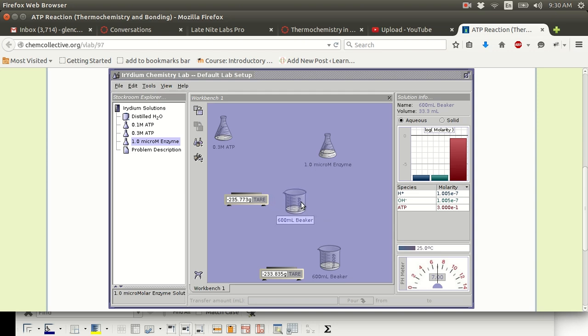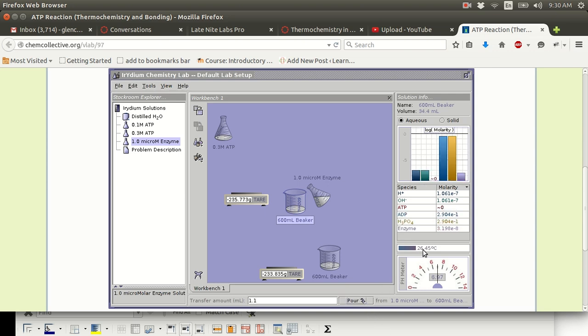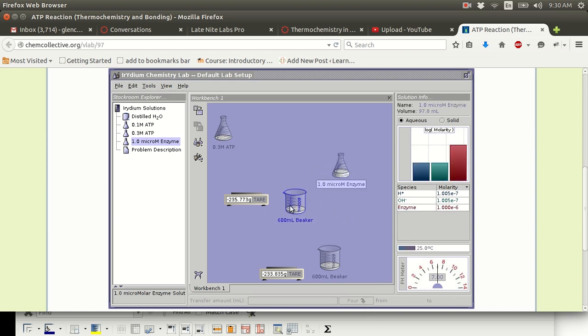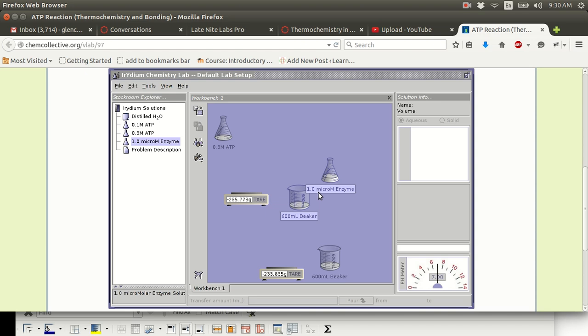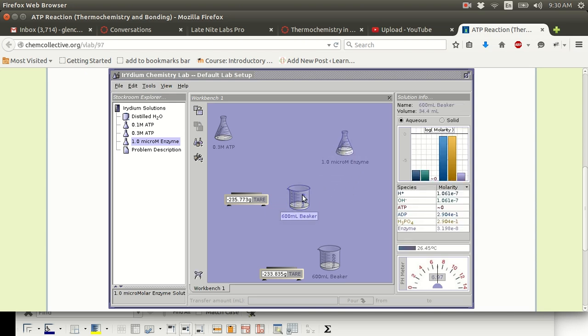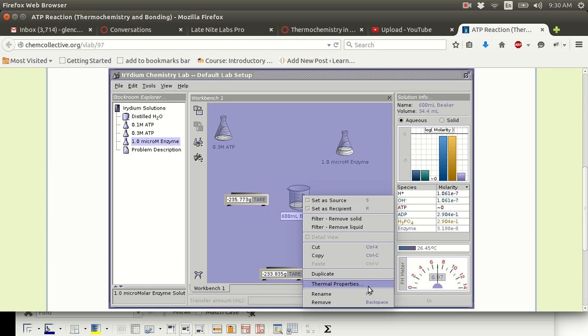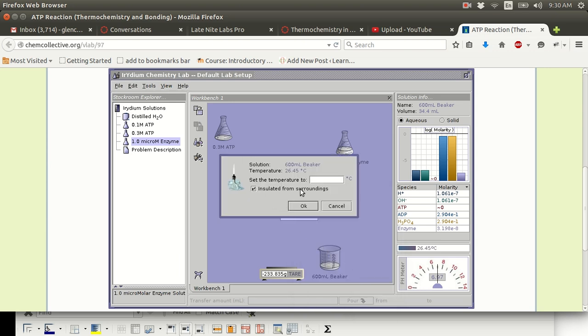So now the beaker will not change temperature by cooling off to the room's temperature. Watch as I add this 1.1 milliliters just like last time, 26.45 just like last time. However, the beaker stays at 26.45. So that extra step, right-clicking and doing thermal properties and making sure that insulated from the surrounding is checked, that is what is responsible for making this temperature stay high.